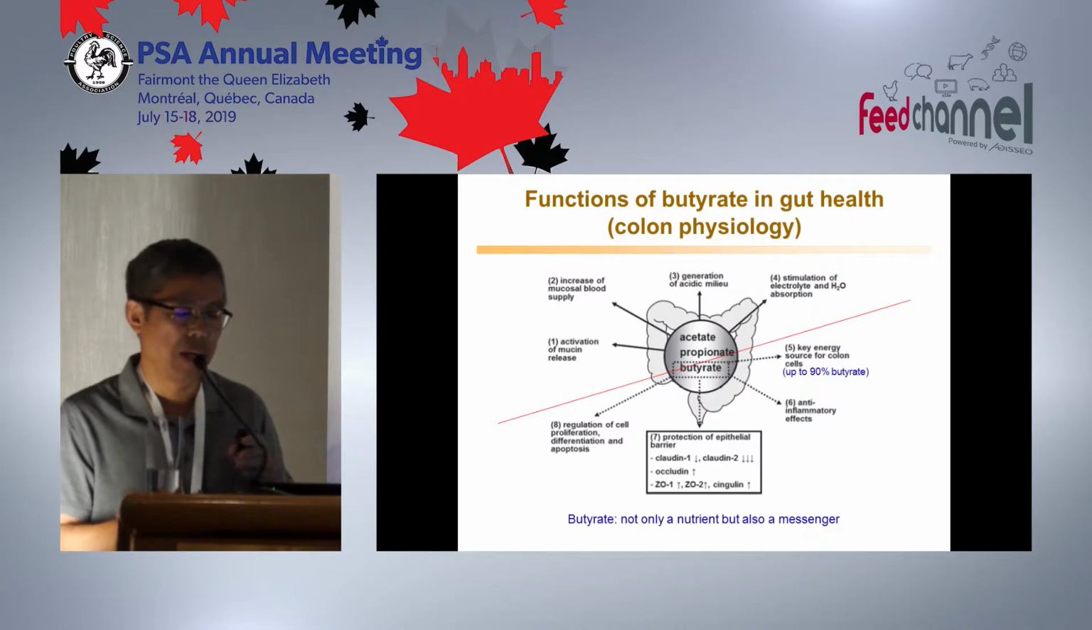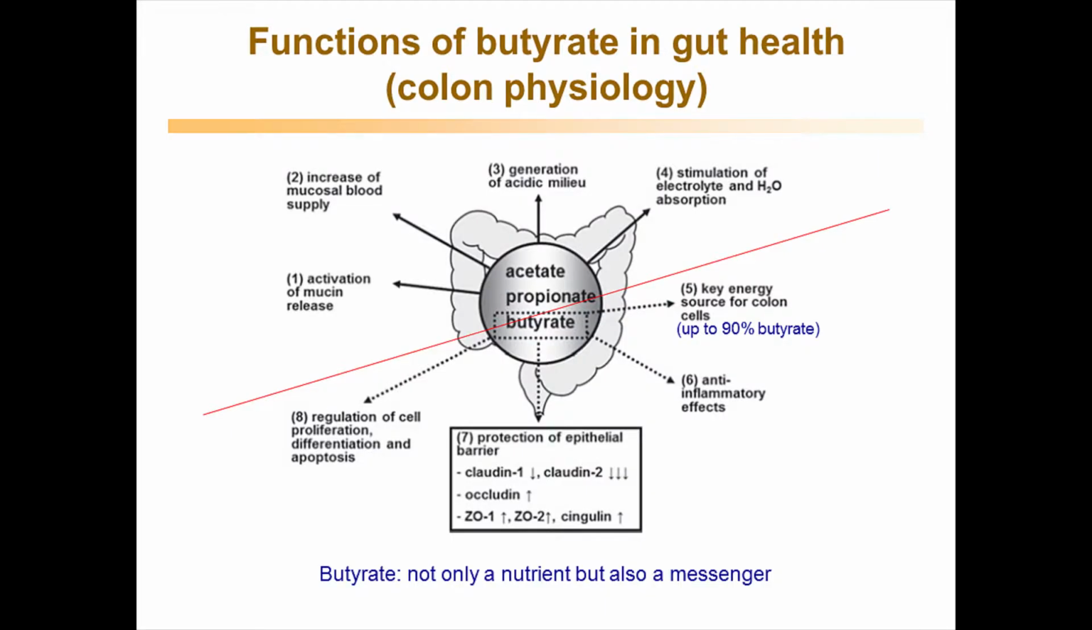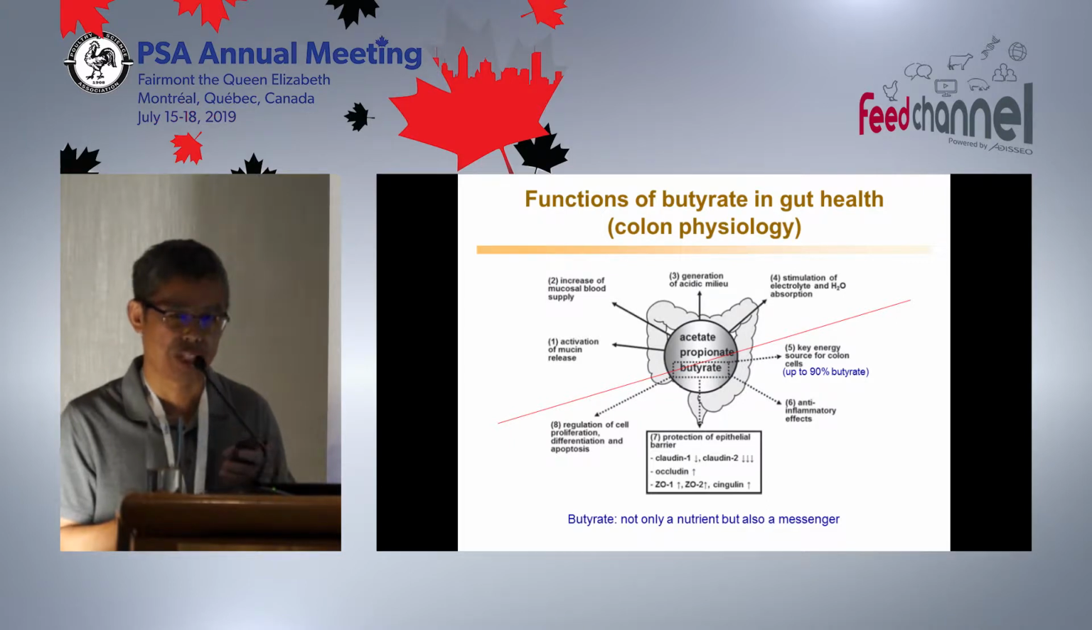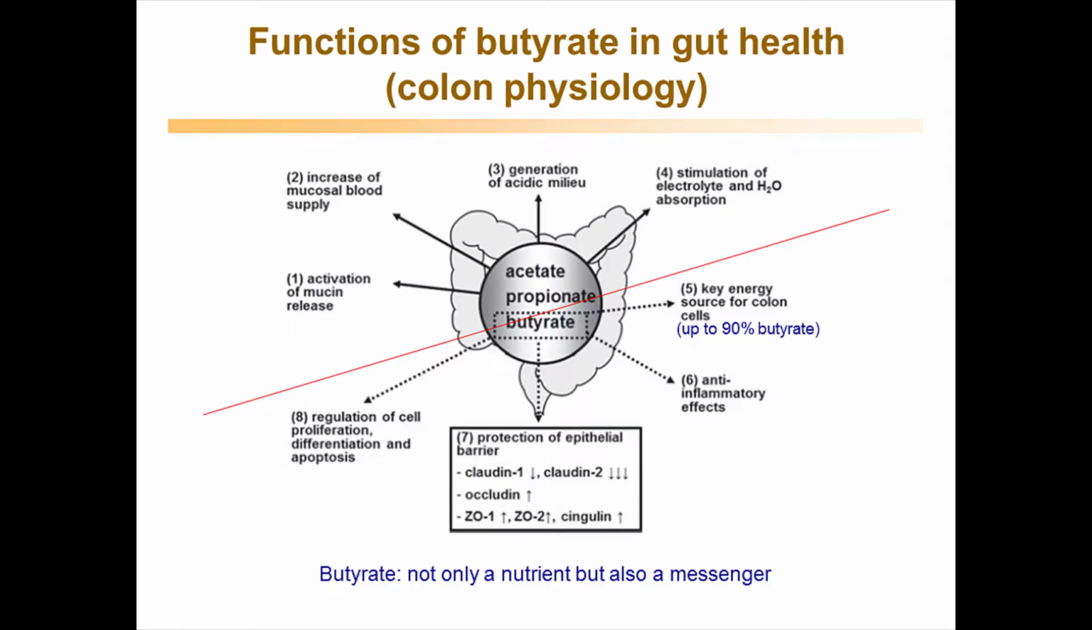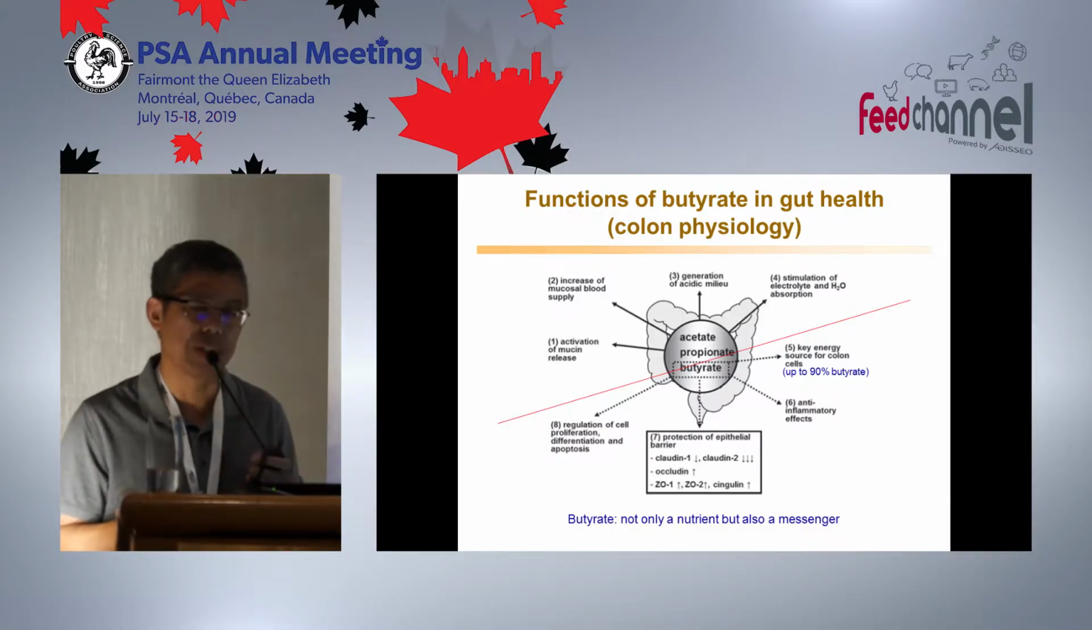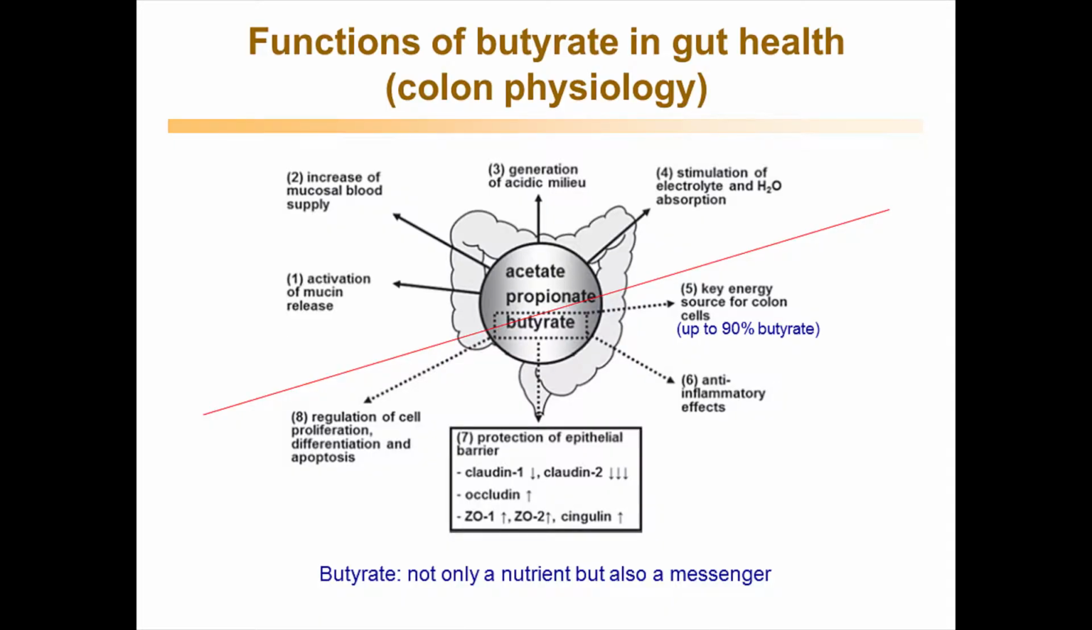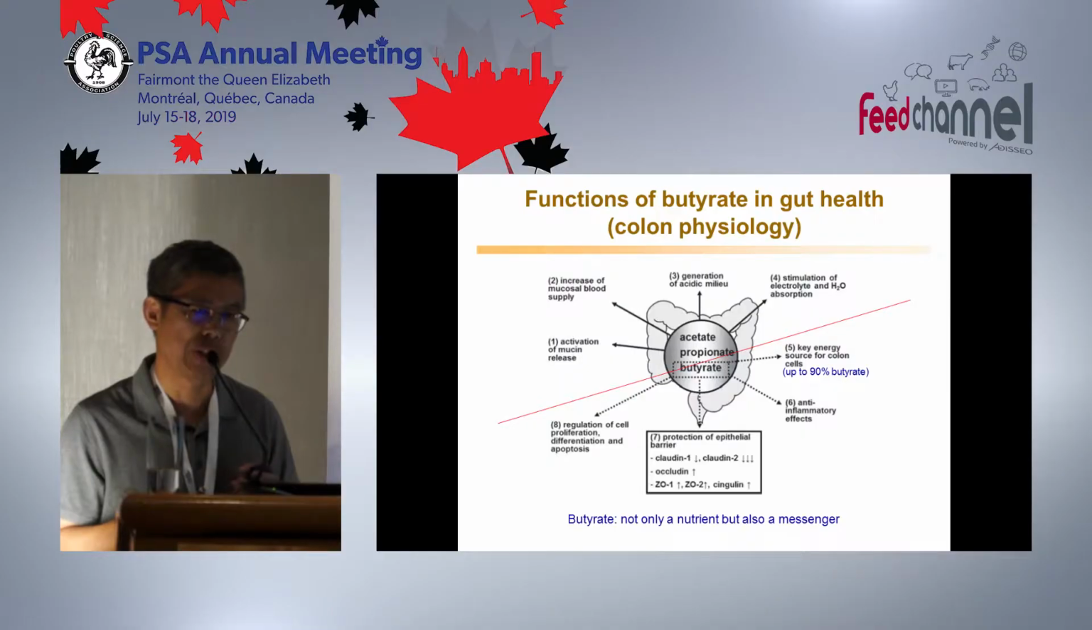From this slide, the red line lists the functions of butyrate, what it can do. The first one, as the first speaker described, is that it is the major energy source for colon enterocytes. In addition to its function as a nutrient, it also acts as a messenger, which regulates a variety of cellular functions, which include anti-inflammatory effects and the protection of the epithelium barrier. In addition, it regulates gut tissue proliferation and development.